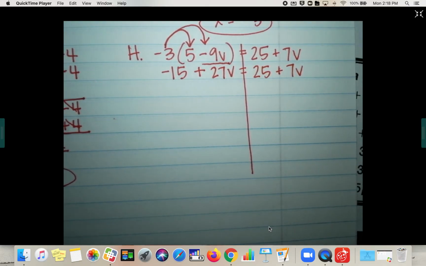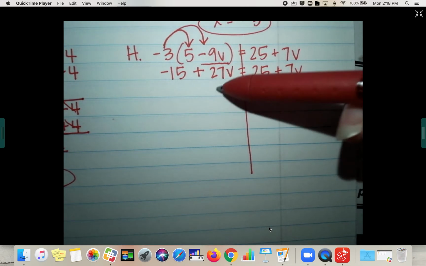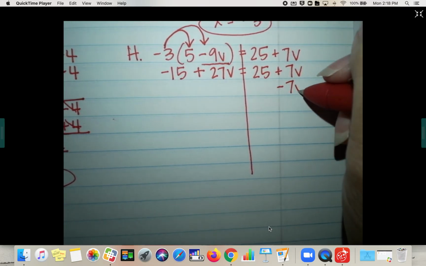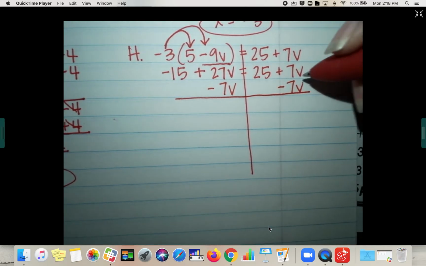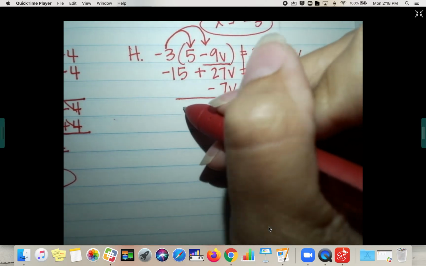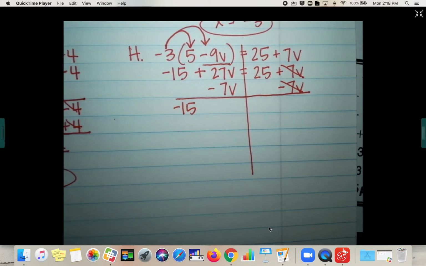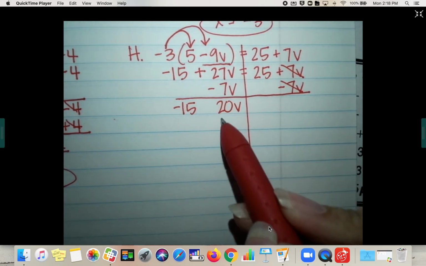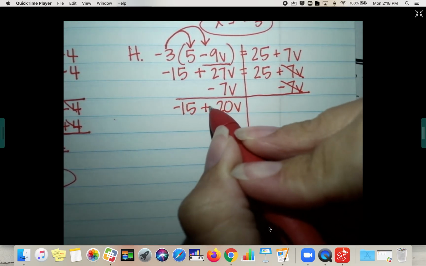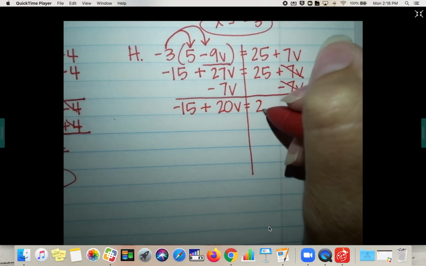All right, next we need to move one of these variables to the other side. They're both positive, so we're going to move this one by subtracting it. So I'm going to minus 7v from both sides. Bring down your negative 15. 27v minus 7v is 20v. And since it's positive, I really want you to put a plus sign in front of it, just to separate out the terms. On the right, bring down 25.